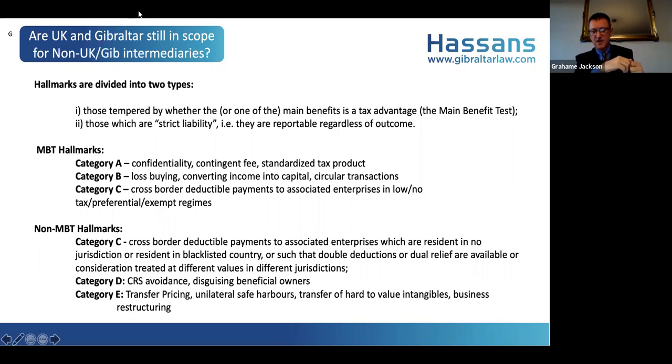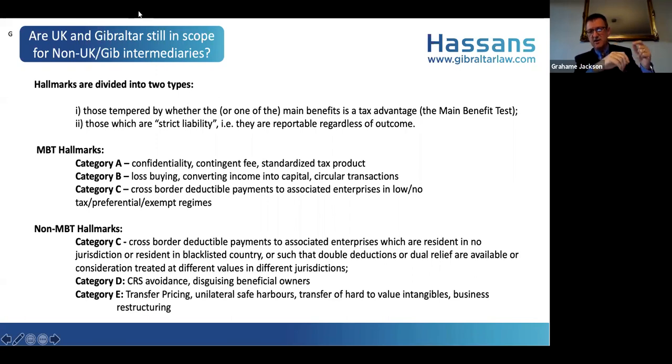So with category C, if you make a cross-border deductible payment to an associated enterprise resident in no jurisdiction or resident in a blacklisted country, that's joint member state blacklists, not just individual member states' blacklists, or the OECD blacklist, FATF blacklist, or there is a double deduction or a dual relief, then it is always triggered. You don't need to look for a tax benefit.